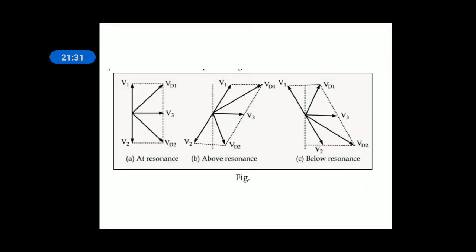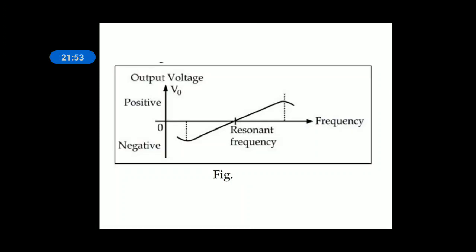And these are the three phasor diagrams. When the input frequency is exactly equal to the center frequency, that indicates resonance. When the input frequency is higher than the center frequency, that is above resonance, the capacitive reactance is less than the inductive reactance. Similarly, when below resonance, the capacitive reactance is higher than the inductive reactance.